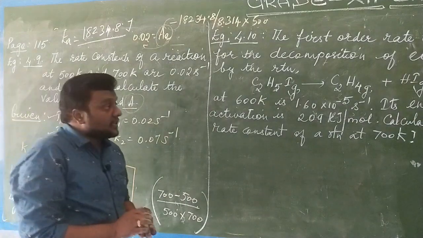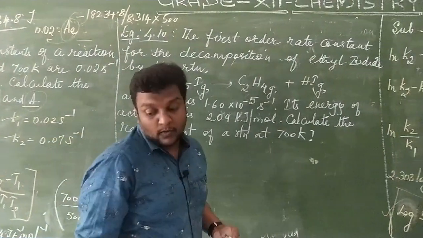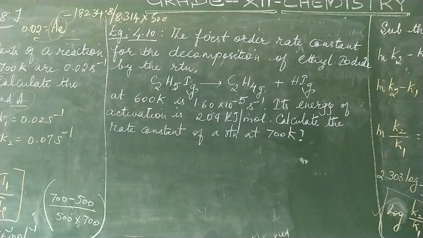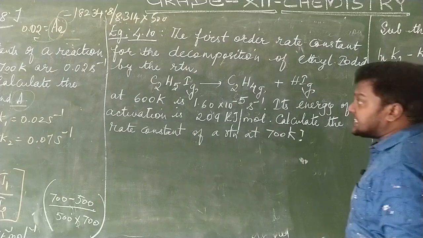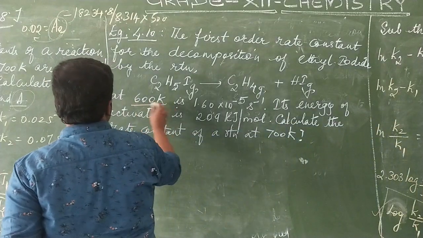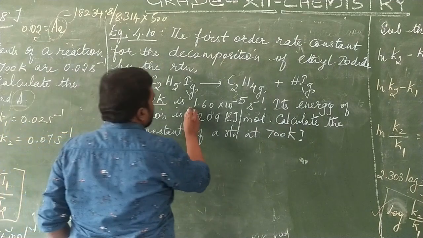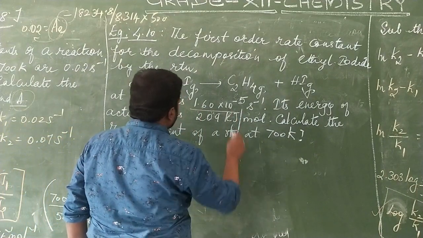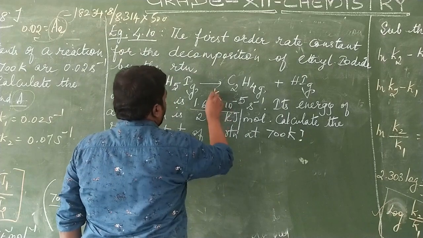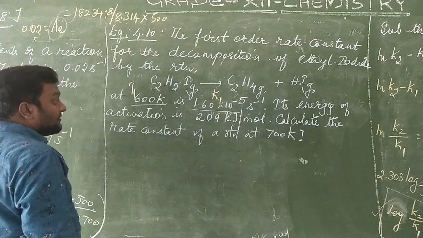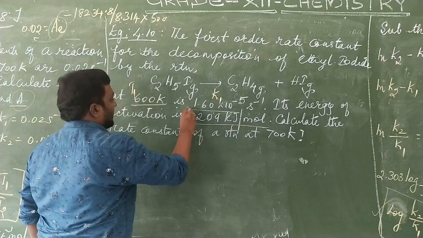And coming to the next one, the second sum, 4.10. Listen carefully for 4.10. The first order rate constant for the decomposition of ethyl iodide by the reaction at 600 Kelvin is 1.60 into 10 to the power of minus 5 second inverse. So 600 Kelvin becomes T1. And 1.60 into 10 to the power of minus 5 becomes K1, correct? Its energy of activation EA has also been given.